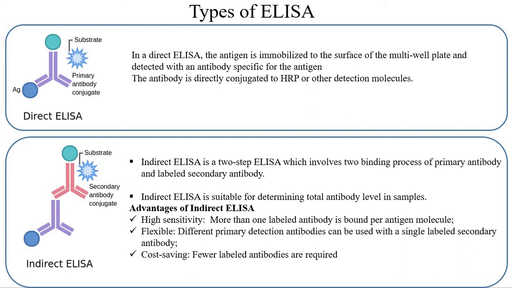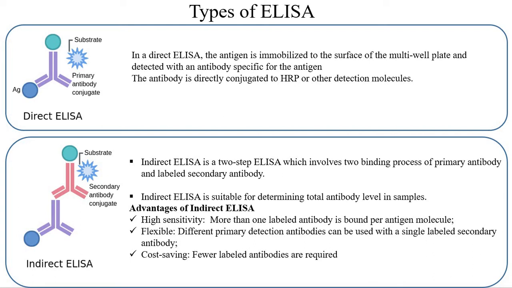ELISA is basically divided into 4 different types. In the case of direct ELISA, for direct detection, the antigen is coated to a multi-well plate and detected by an antibody that has been directly conjugated to an enzyme. This detection method is a good option if there is no commercially available ELISA kit.